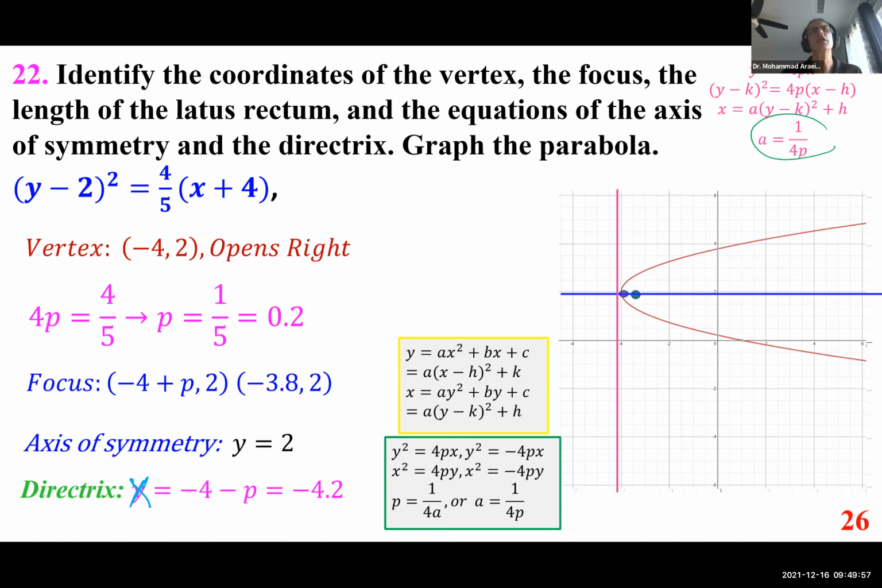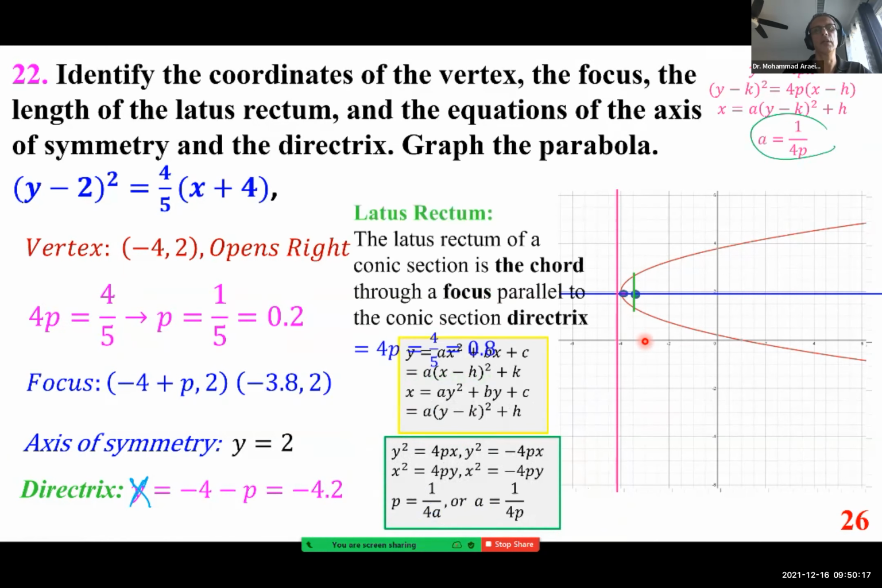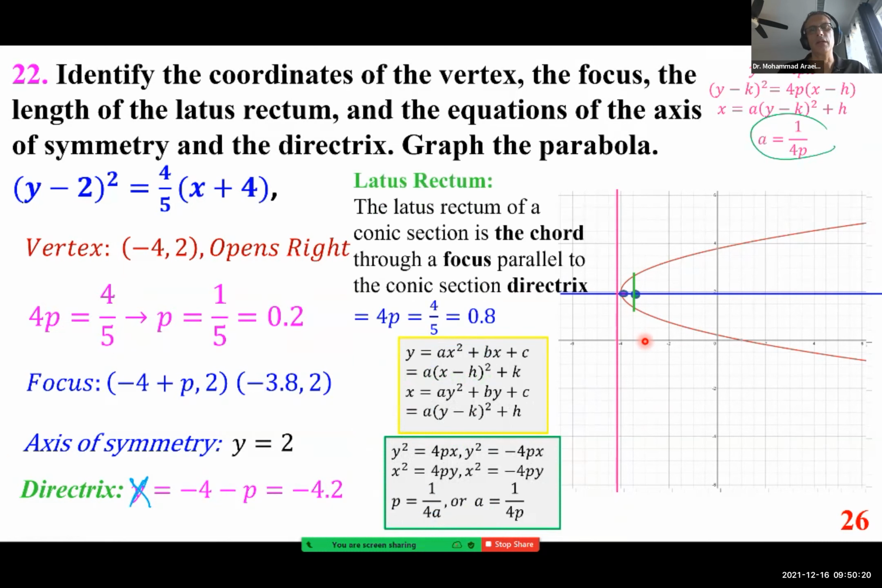So a quick recap. The last one is the latus rectum, and by definition it is 4 times p. Latus rectum is 4p. We already have that. This is the answer. This is the latus rectum. Again, the definition: the latus rectum of a conic section is the chord through a focus parallel to the conic section's directrix, for 4p, which is 4/5 or 0.8. Either one is fine.